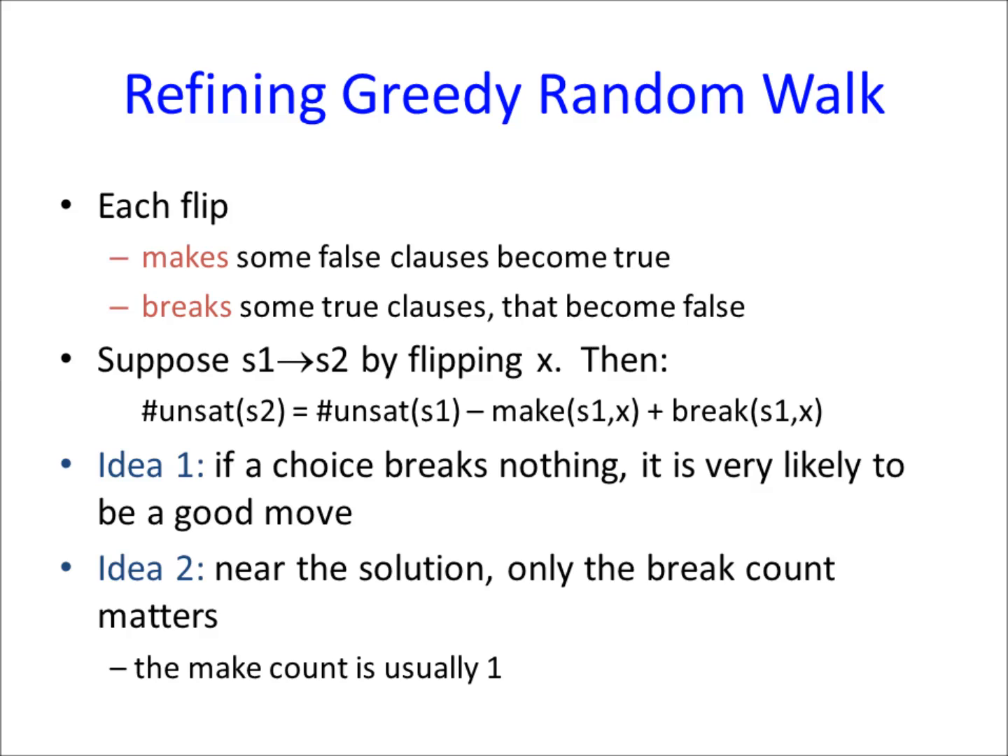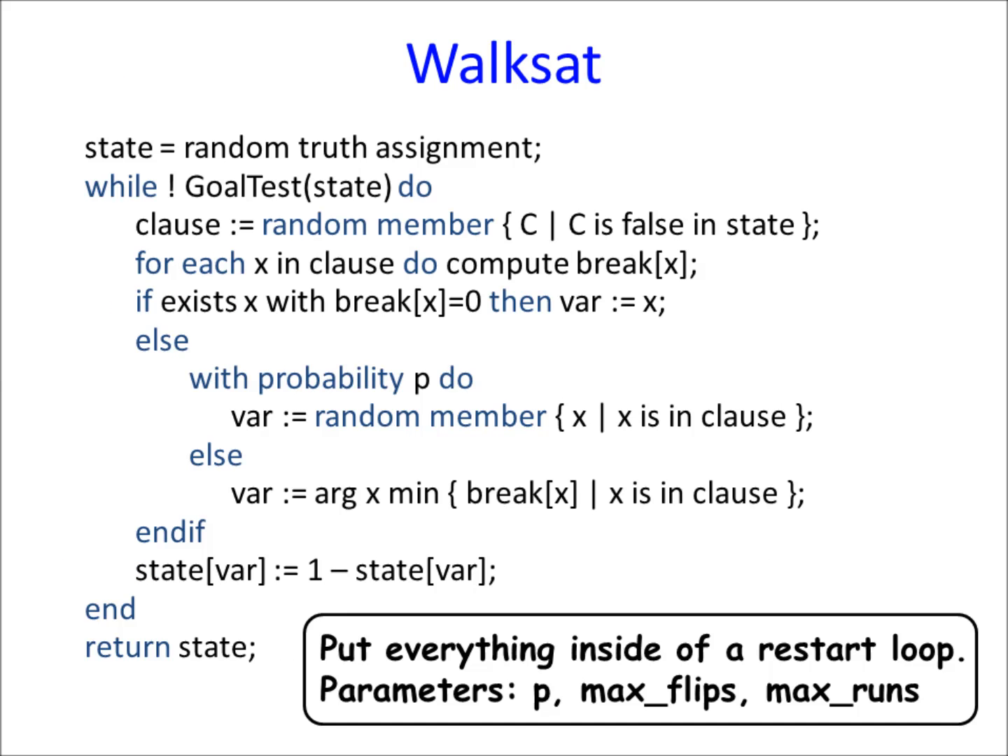So what WalkSat does is something slightly cleverer. It picks a clause that is false.